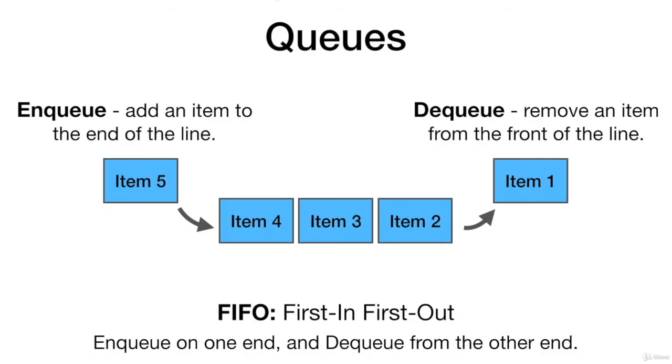A queue is a FIFO, or first in, first out data structure. This is really intuitive because we see queues in every walk of life. Almost in everything you do on a daily basis, you encounter queues. Queues have two key functions. You enqueue an item by adding it to the end of the line. You dequeue an item means removing it from the front of the line.